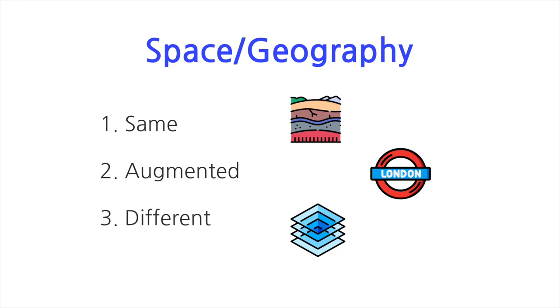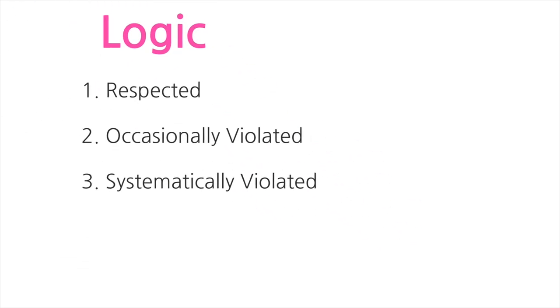Ryan's model provides a final set of rules that are helpful to position your story world with regards to different logical laws. These are that logic is respected and continued, that logic is occasionally violated, and that logic is systematically violated. This set of rules can be usefully thought of as the degree of contradiction in your story world. Does your world make sense? Is it logical? Does it bend the rules of logic sometimes? Or is your world entirely incomprehensible compared to the primary world?